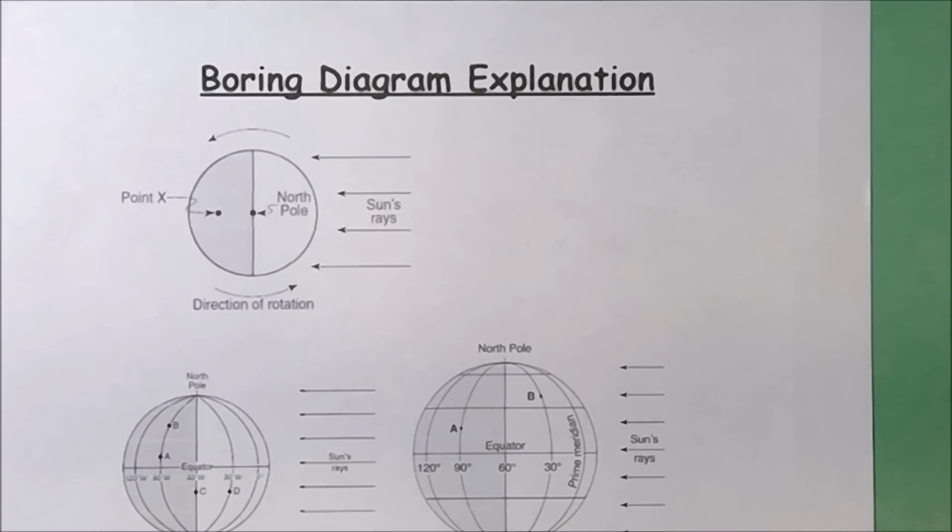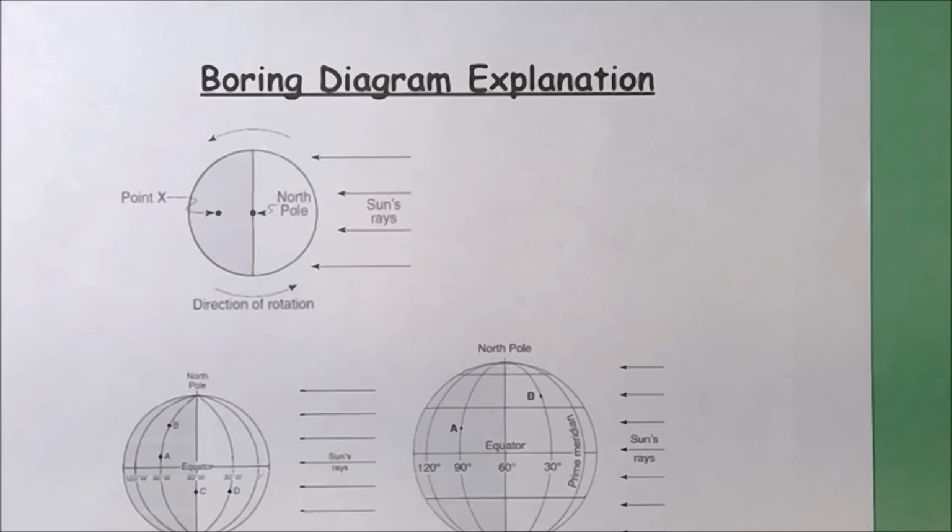Mr. Abbott here. Time for another boring diagram explanation. This one's number 17. This one has to do with the Earth's rotation, longitude, and time. Now, when I'm dealing with these types of diagrams, I like to introduce a term. You may not have heard of it before, but the term is the Terminator.